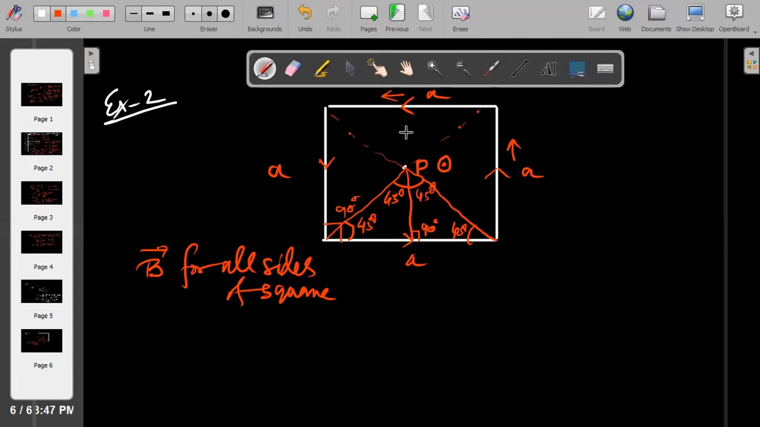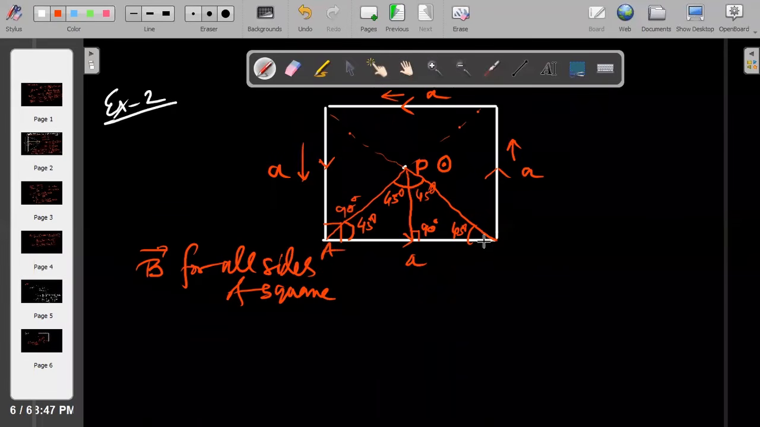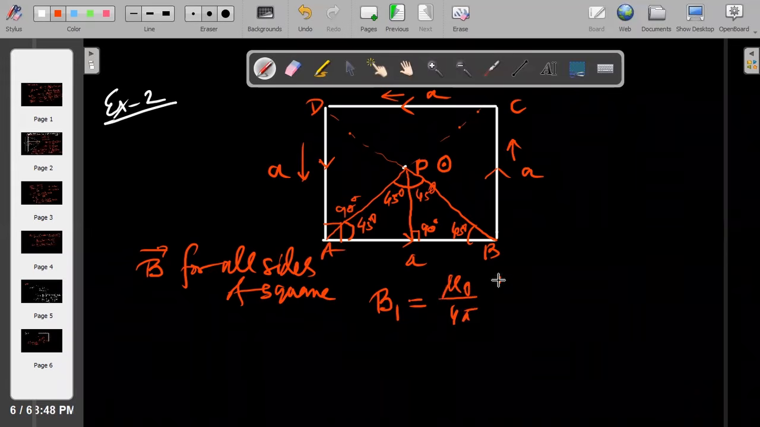Here also you can do the same thing. It is coming outward, and this is also coming outward. So for all the sides, the magnetic field is coming outward, right? Suppose you are doing this for A and B. Let's say A, B, and C, D. So for A and B, B1 is the magnetic field for the side AB. It will be nothing but mu naught by 4 pi, the same thing, I by A into sine phi 1 plus sine phi 2, right?